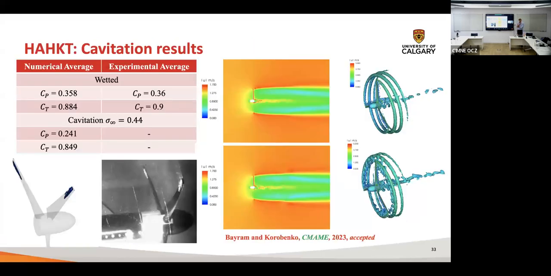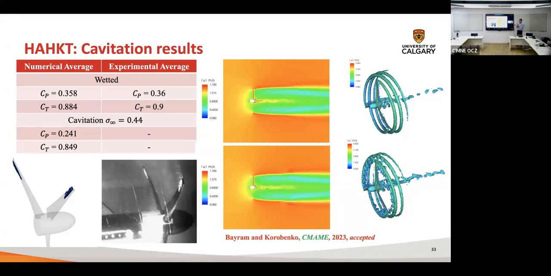So here are the results for the cavitation case. First of all, we want to make sure that for the non-cavitating case, we get good agreement. So we did the comparison with the wetted flow regime. Wetted means non-cavitating. In the water tunnel, you can have the same rotational speed and the same incoming velocity, but just changing the reference pressure will determine whether you trigger cavitation or not. For the wetted flow, we are matching quite well on the power and thrust coefficients.